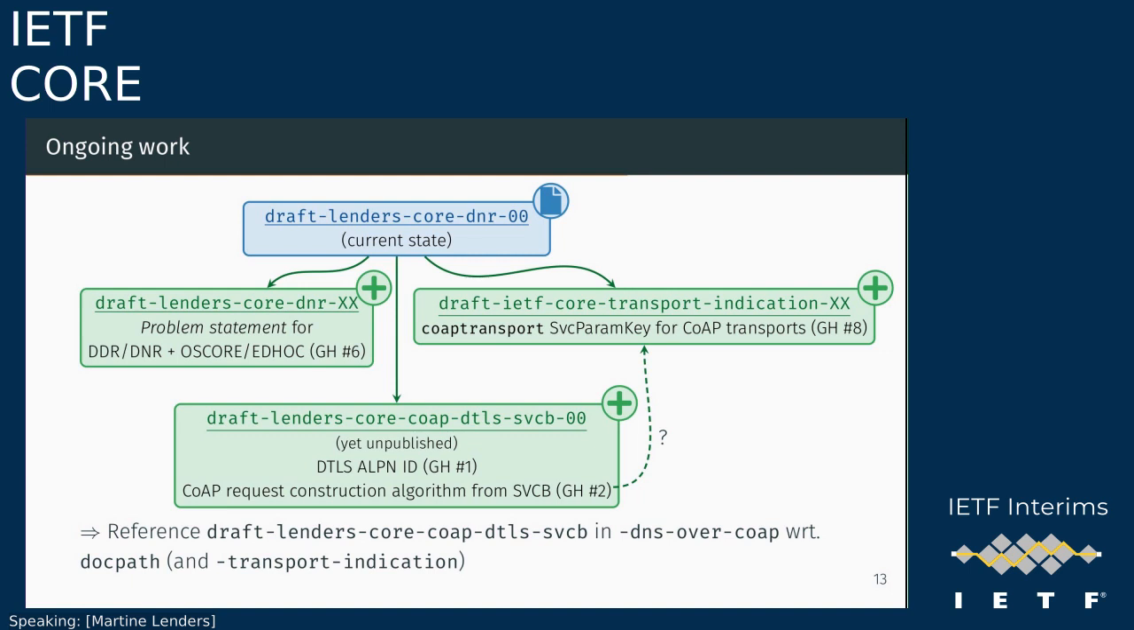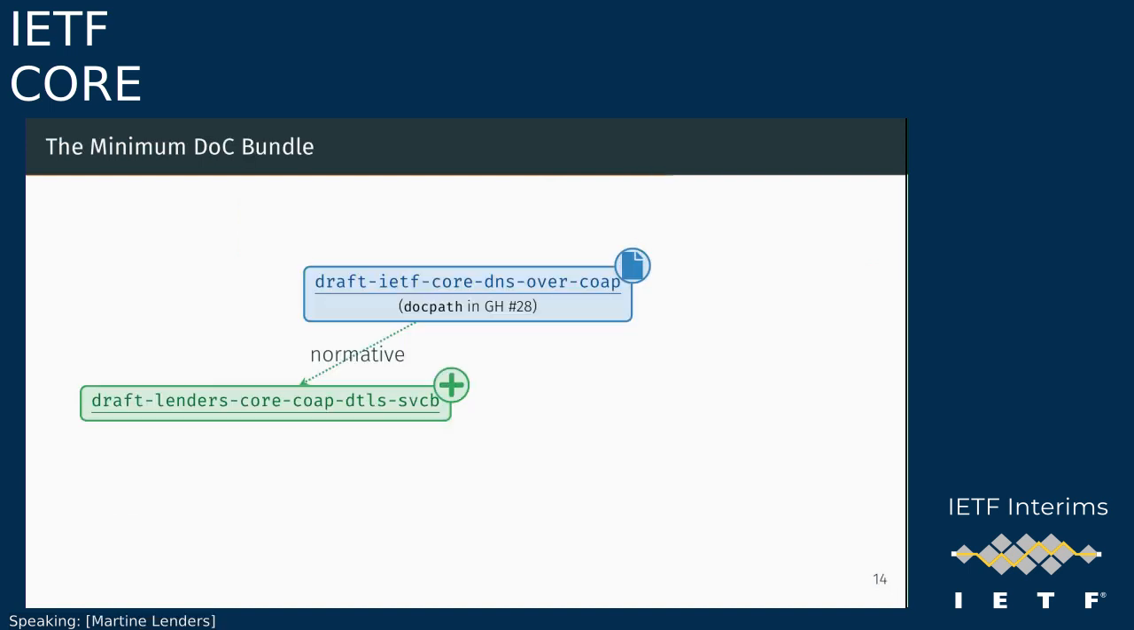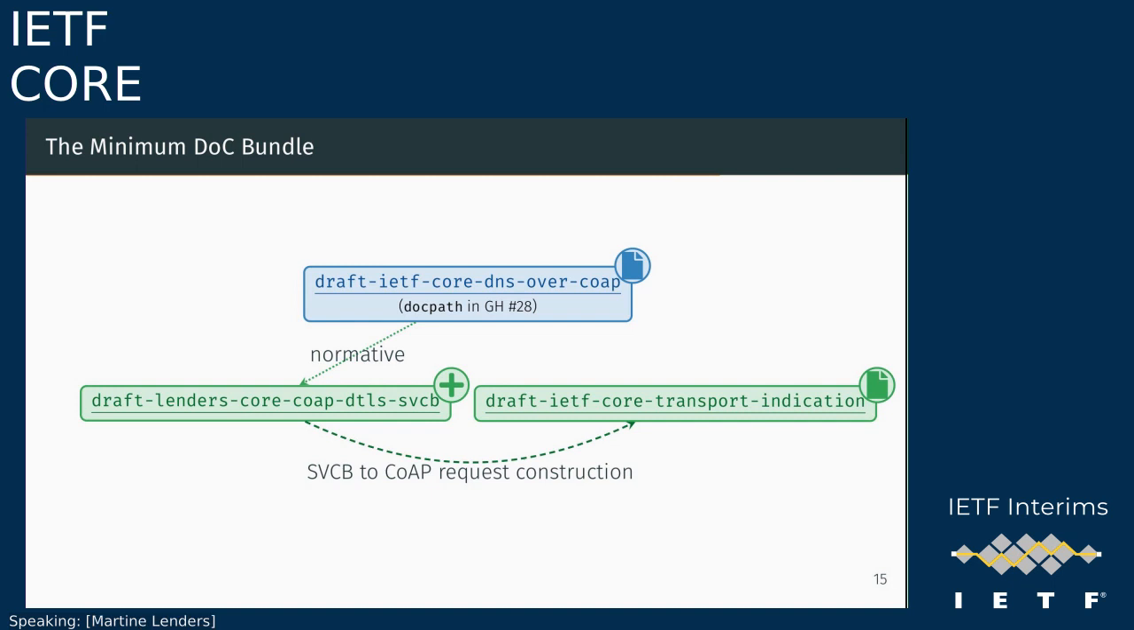But then, of course, we would have the problem that DNS over CoAP would, again, like the idea was originally that the minimum doc bundle would be this DNS over CoAP draft and this service B record draft. But when we move the service B to CoAP request construction to transport indication, then this other draft would also become a normative reference. But maybe it's not, because, for example, for service B records to HTTP request construction, there is no actual specification. So maybe we can get away with not specifying the actual construction for DNS over CoAP, and just say, do it however you think, and maybe sketch it out a little bit and then have the actual specification somewhere else, or maybe it's not even needed.